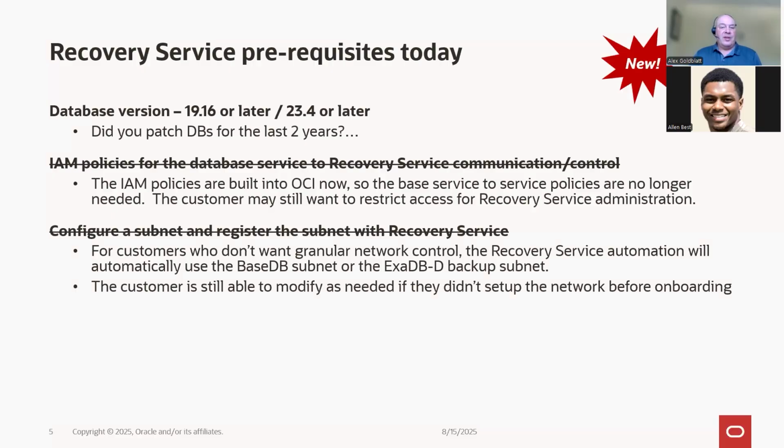The next one is the configuration of the subnet, which goes away again. It's going to be done automatically. The subnet is going to be automatically deployed and registered with the recovery service. The CIDR block size is recommended /24, meaning that we need that many IP addresses for communication between the client and the host of the recovery service in the backend.